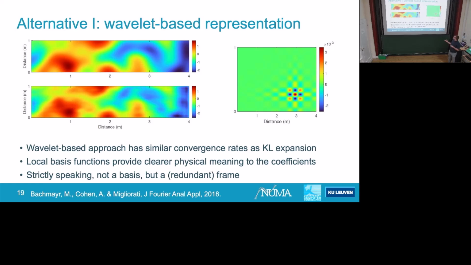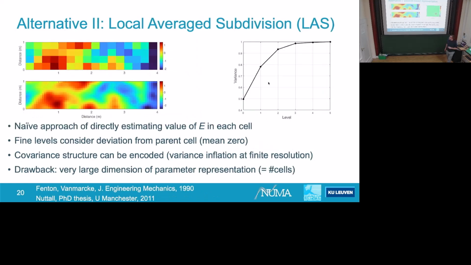But this is not really a basis; it's a frame. So it's a redundant representation. So we need to take care of that as well. The third thing is local average subdivision, which is basically saying, let's take the stiffness value in each of the grid cells, and if we go to a finer mesh, we just have to take the average and the differences, and then we build a hierarchy like that. So this is truly local.